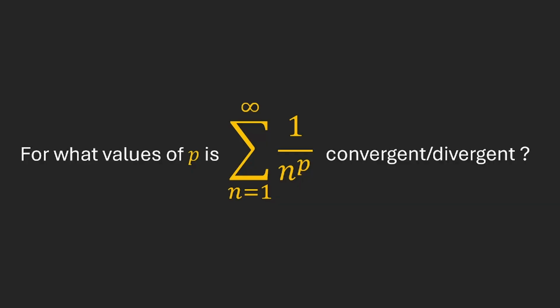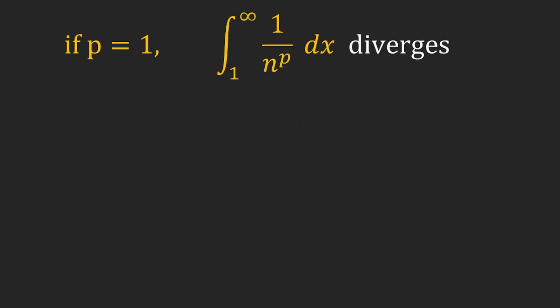Okay, cool. Now let me ask you a random question. For what values of p is this sum convergent? And for what values of p is it divergent? We've inserted the parameter p into the harmonic series to get a sense for some of its sibling series. Well, if I do an integral test on the case where p is 1, I just have the harmonic series and we know it diverges.